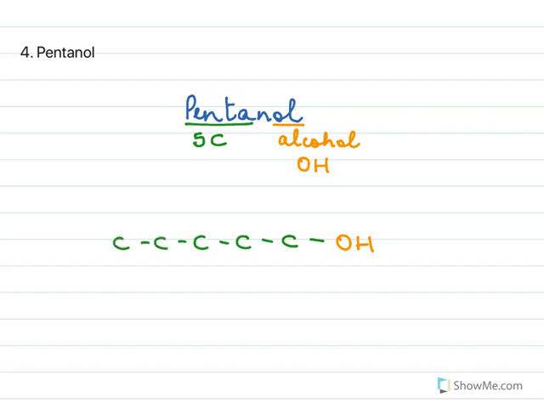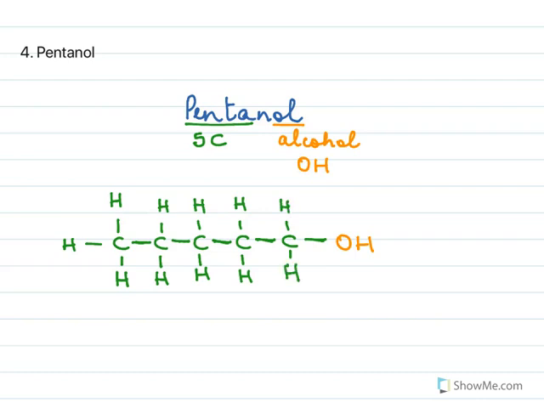Now each carbon has to be given 4 arms. 1, 2, 3, 4. So we have hydrogen, hydrogen, hydrogen. So 1, 2, 3, 4. Again 1, 2, 3, 4. And 1, 2, 3, 4. That's pentanol.